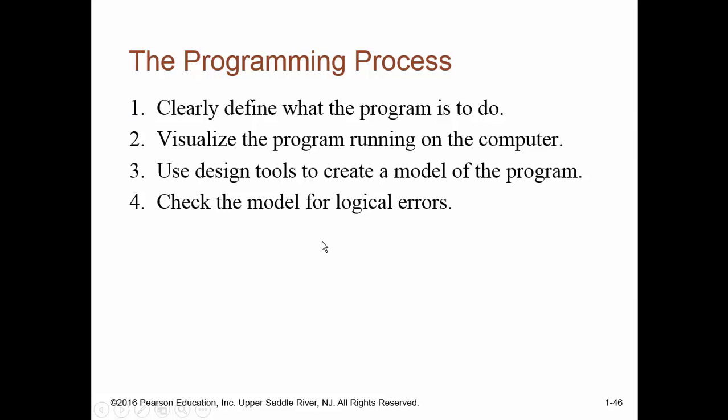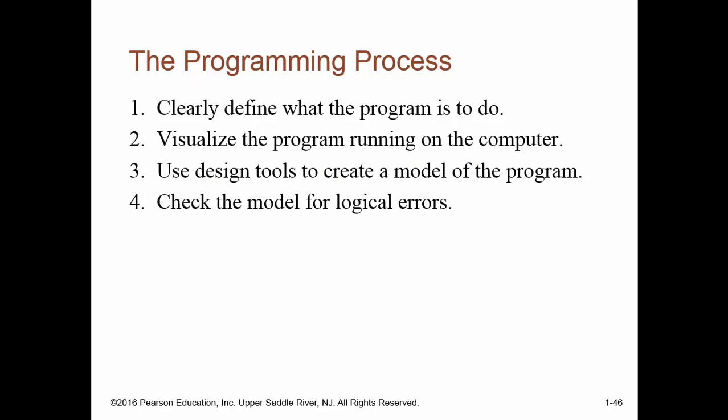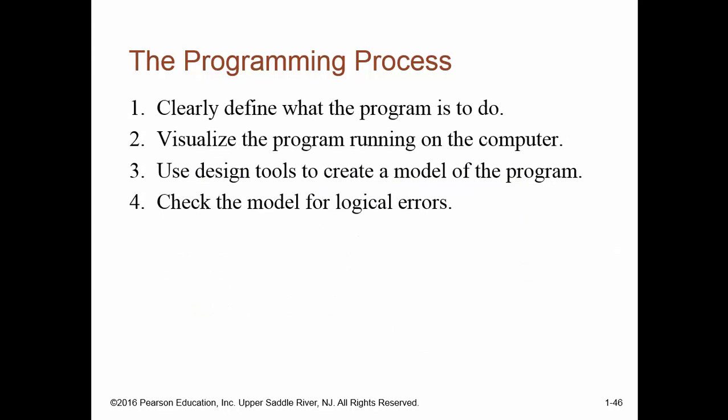All right. The next thing that the author discusses in here is a 9-step process for how to program. What's interesting is, notice he's got the first 4 steps on this page and the last 5 steps on this page. You may or may not realize it, but when you look at these first 4 steps on the page here, clearly define what the program is to do. In other words, know your requirements. Visualize the program running on the computer, so maybe sketch it out on a piece of paper. Use design tools to create a model of the program. Could be a flowchart, pseudocode, or whatever. Check the model for logical errors. None of those steps necessarily involve the use of the computer. You can do steps 1, 2, 3, and 4 without using the computer.